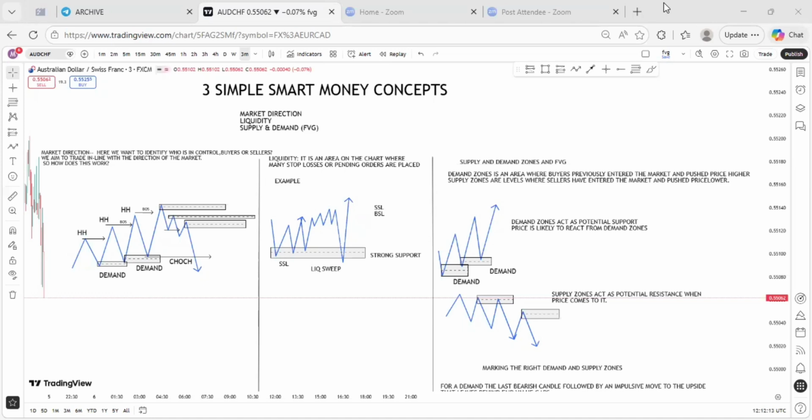So I made a little bit of note here. Yeah, the number one is the market direction. Here we want to identify who is in control, right? The buyers or the sellers, because we aim to trade in line with the direction of the market. We want to be trading in line with the direction of the market.